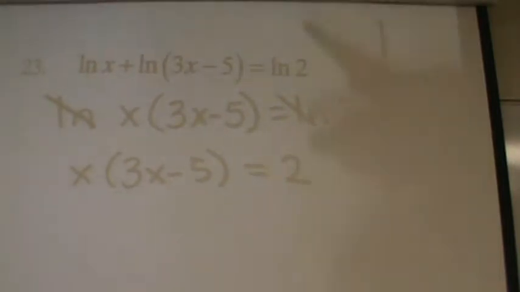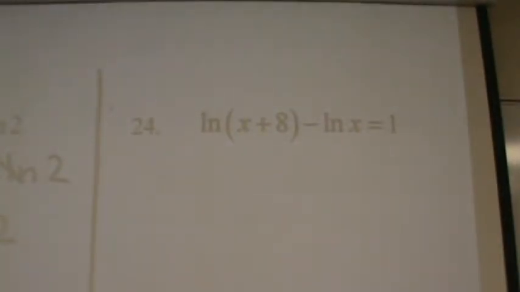How would you do 24? What does that property say to do? You're going to divide them. x plus 8 over x equals 1.